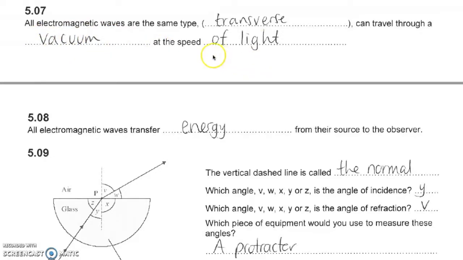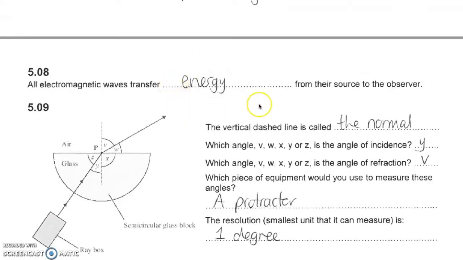Okay, they travel at the speed of light as well, which is 3 times 10 to the power of 8 meters per second, or 300 million meters per second, and that applies to all sections of the EM spectrum. Okay, and again, they transfer energy from the source to the observer.